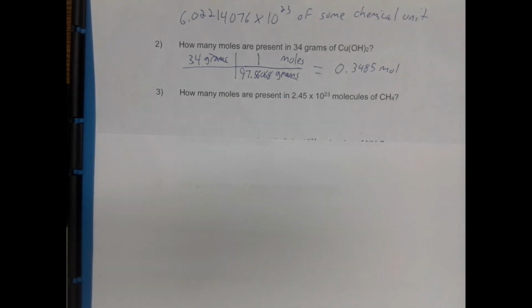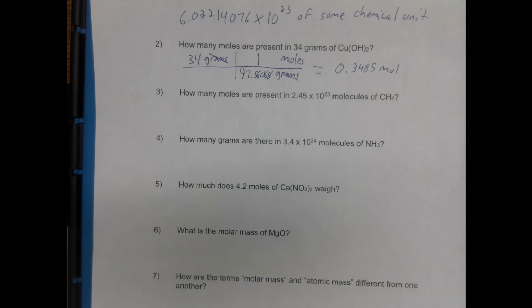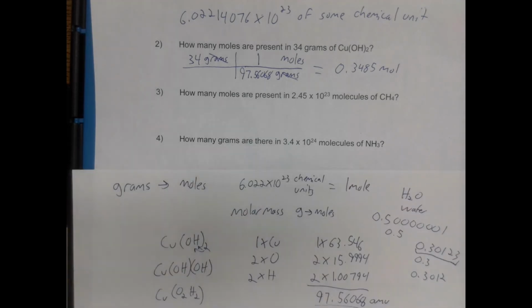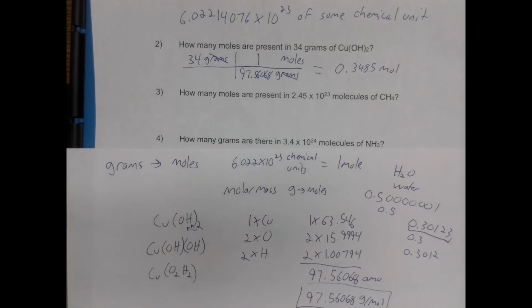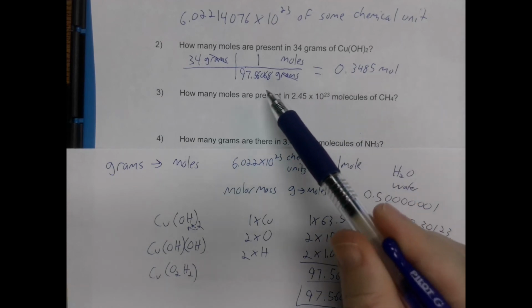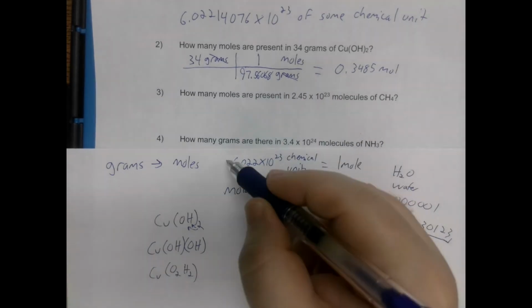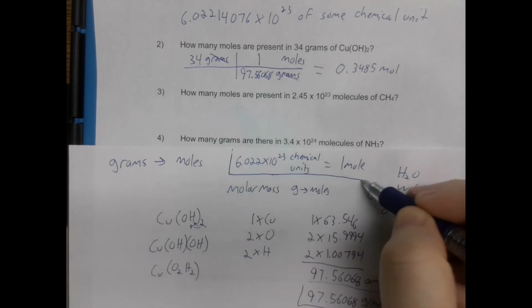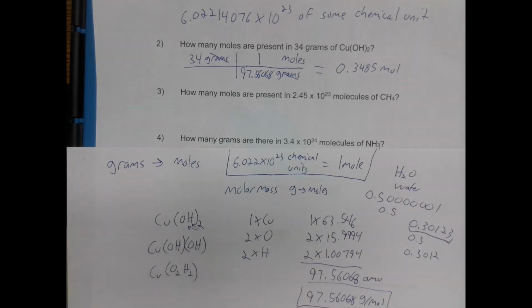So the next problem, how many moles are present in 2.45 times 10 to the 23 molecules of CH4? This is methane. This is a trick question. We don't really need to know anything about methane. We don't need to know its molar mass or its conversion factor grams to moles. We're converting molecules to moles. Molecules to moles is going to use Avogadro's number.